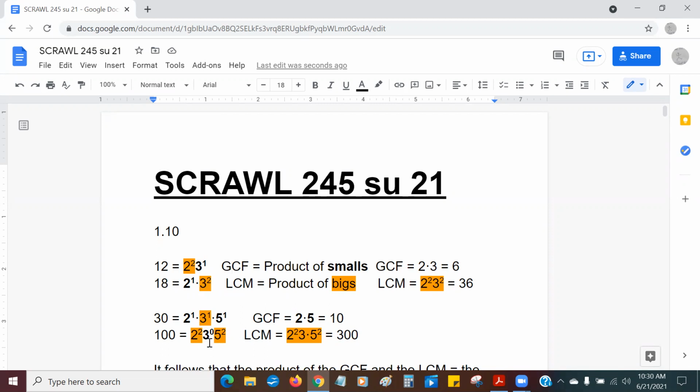Now, I usually wouldn't bother writing 3 to the 0 power. I usually don't bother writing that, but I'm writing it here just to make a point. So you see where this is all coming from.